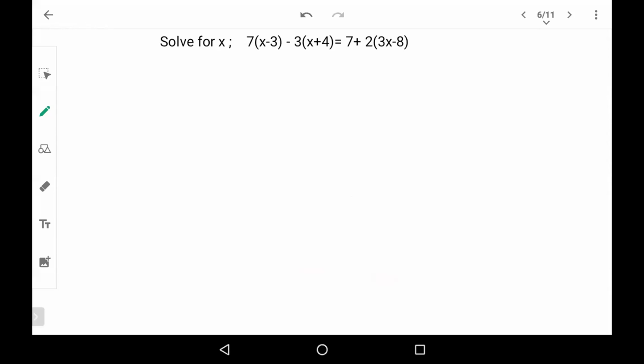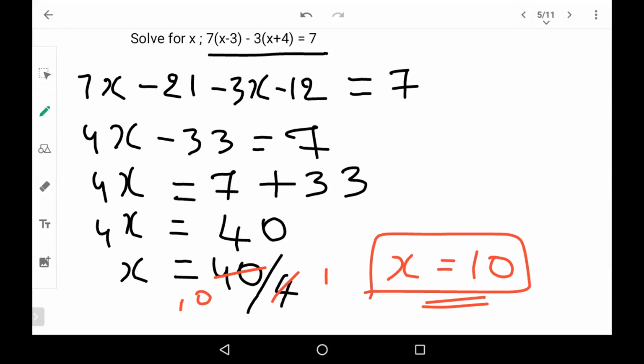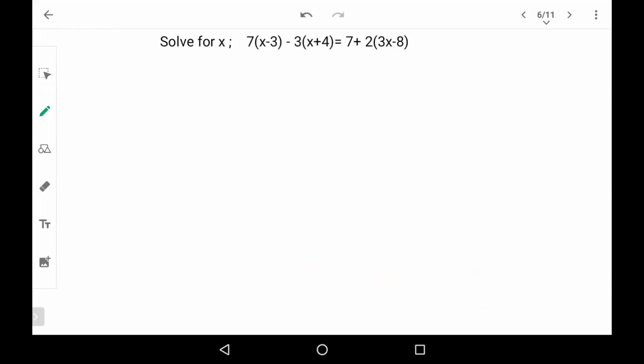Now here if you compare the previous problem and this problem, the problem until 7 is same. After that, this 2 into 3x plus 8 is the extra term which has been added. Okay, so let us try and solve this problem.